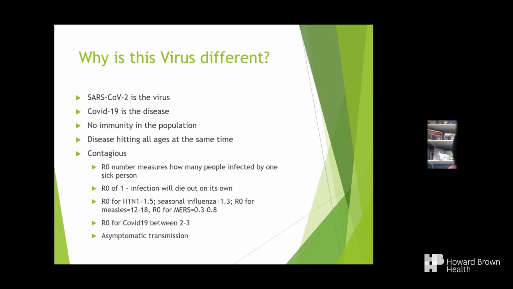Measles, very high, 12 to 18 individuals infected by 1. MERS, actually lower than 1, so probably why it died out, even though the case fatality was so high. And then finally, for this virus, we're thinking it's between 2 and 3. So on the high side, actually. And the other big problem is that we clearly are seeing asymptomatic transmission. It is now felt that up to 48 hours before you develop any symptoms, you can actually transmit the virus. And then there are some people who remain asymptomatic at all times.